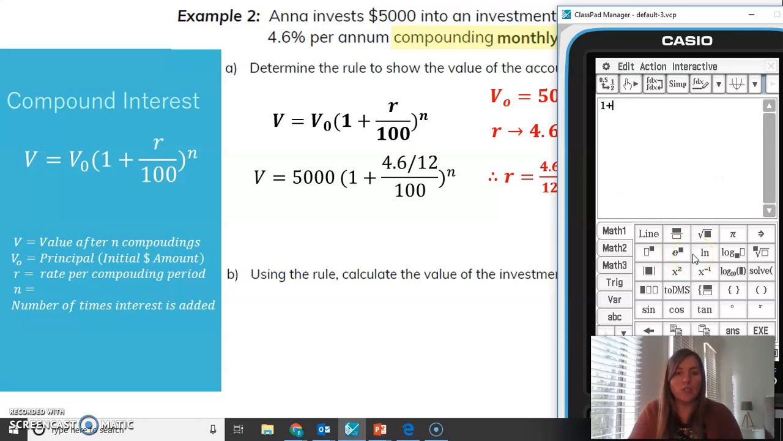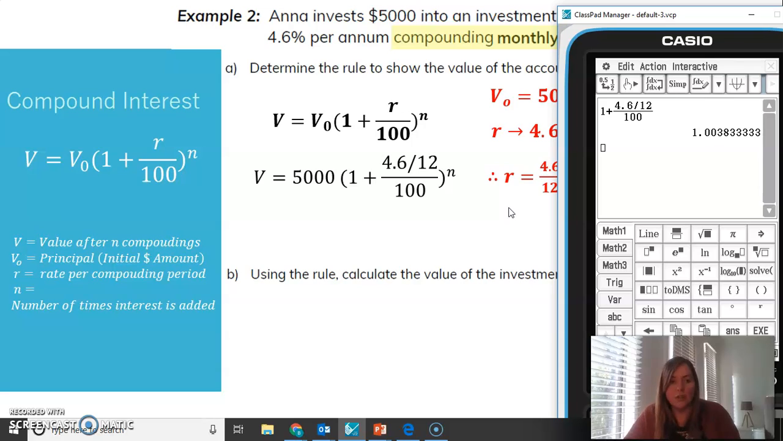To simplify what's in that bracket, I'll just clear what I've got here so we're not confused. I'll put what's in the bracket, which is 1 plus 4.6 divided by 12, which is my new rate, divided by 100. Okay, so you should have the bracket written like that first, but then your next line of working should have it simplified like this. Okay, so we'll have V equals 5,000 multiplied by 1.00383 to the power of n.